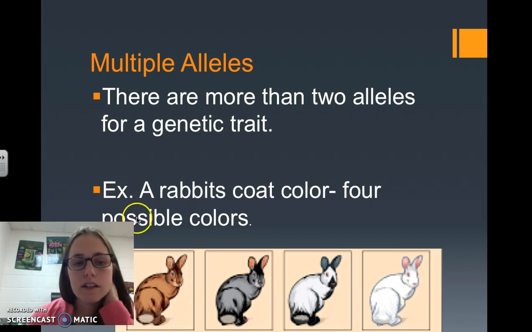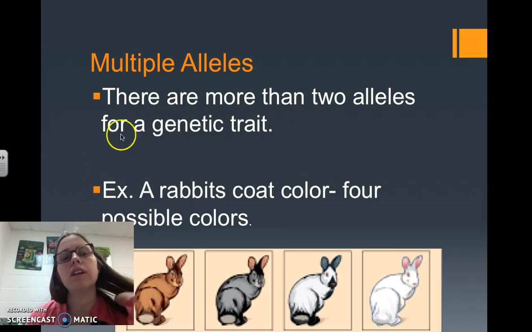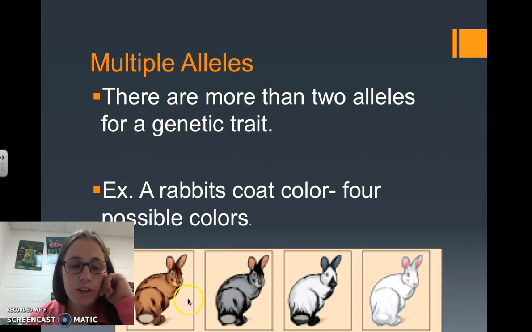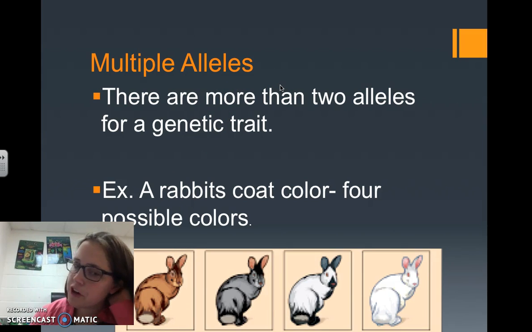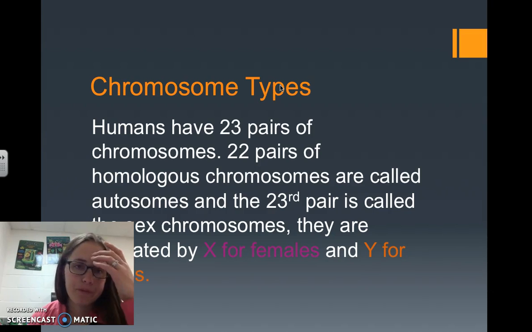Multiple alleles. Sometimes there are more than two alleles for a genetic trait. So for example, rabbits can come in brown and gray and white with black and white. So there are 4 different coat colors for rabbits, and that's because of multiple alleles for genetic traits. So there are 4 different options instead of just 2.